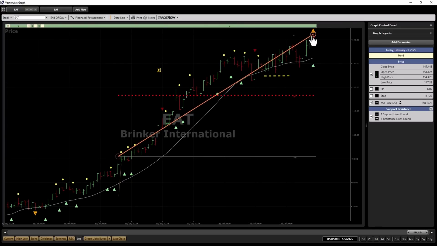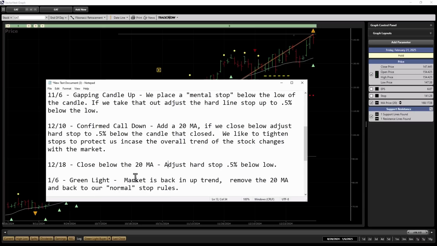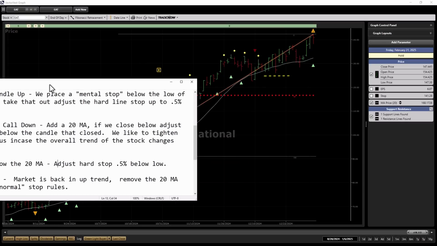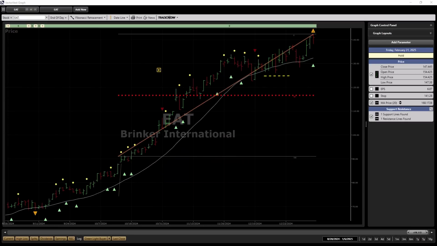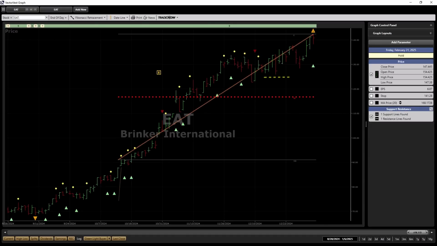Something good happened right here on January 6th. We have a green light back in the color guard. That means the market is back in an uptrend. We're going to remove the 20-period moving average, and we're going to go back to, quote-unquote, our normal stop rules. Okay? Now, even with that 20-period moving average removed, my stop is still right here. That's the closest stop to this market. All right? So we're just going to keep going.